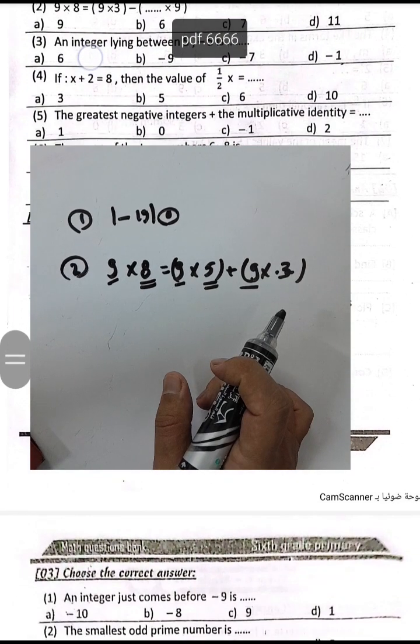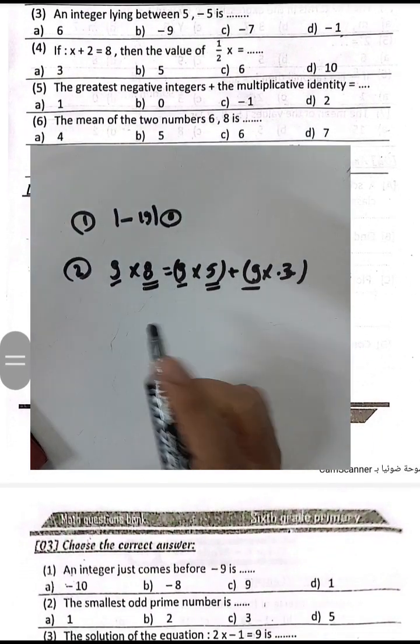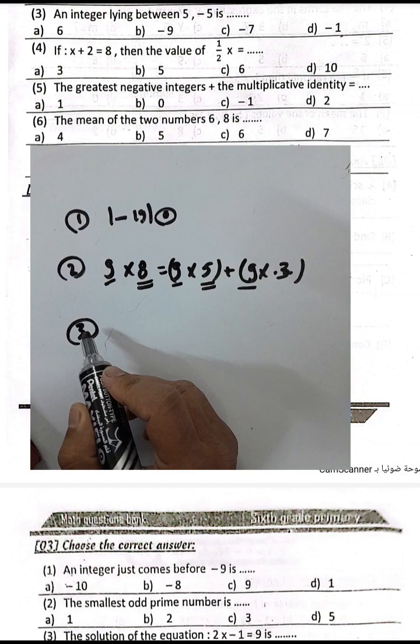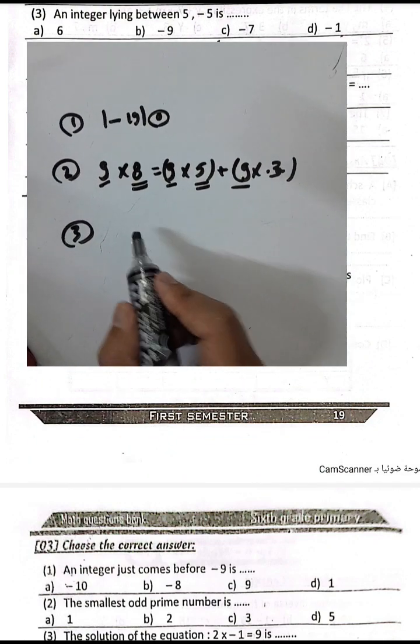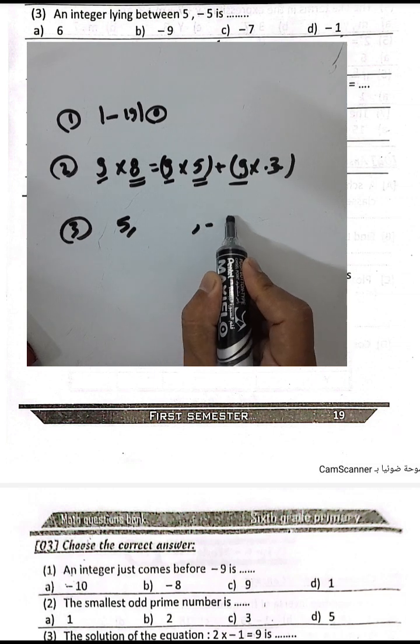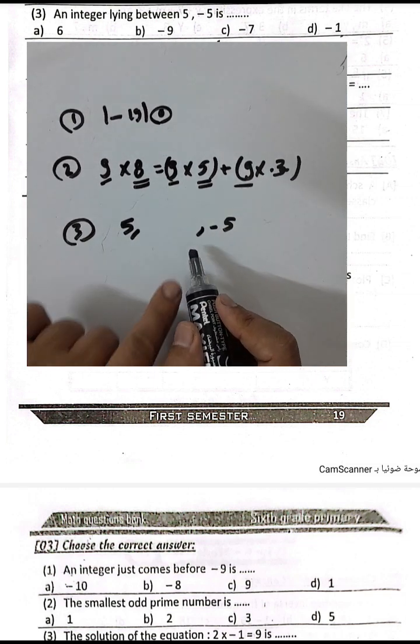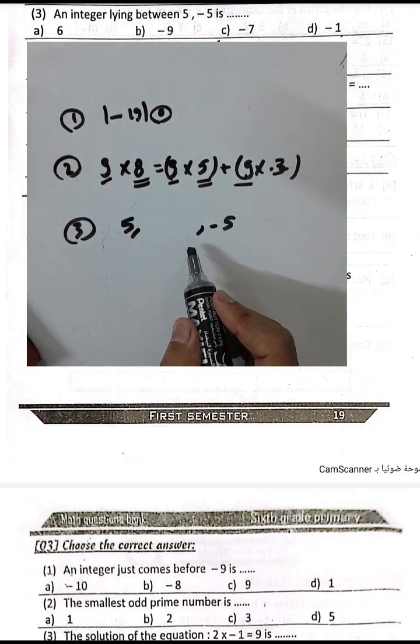Next, question number 3. Answer the following here. An integer lying between 5 and negative 5. We have a number that lies between 5 and negative 5. It will be negative 1.